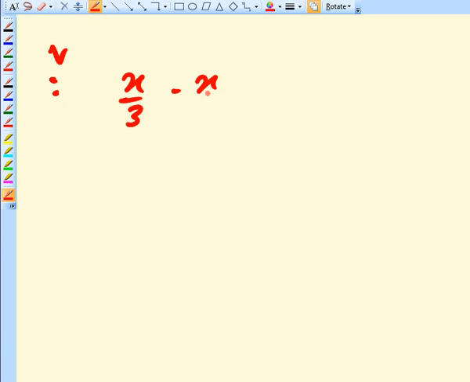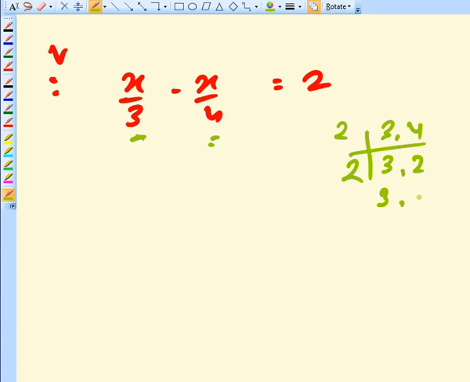X by 3 minus x by 4 equals to 2. So in denominator we are having 3 and 4. So first we will find LCM of 3 and 4. So 2, 3 will be 3, 2 2s are 4. Again 2, 3 will be same 3, 1. Then 3 1s are 3, 1s are 1. So 2 2s are 4, 4 3s are 12. So our LCM is 12 here.